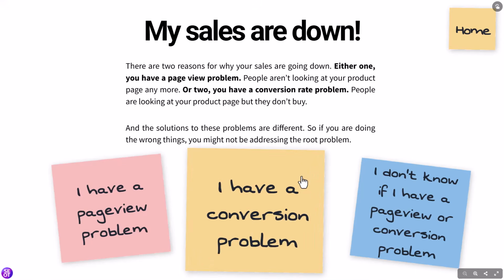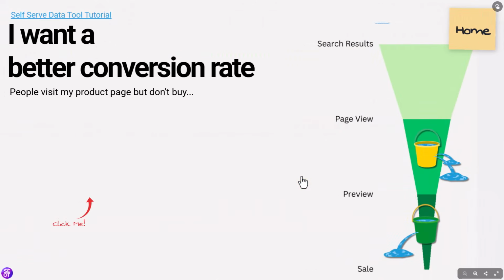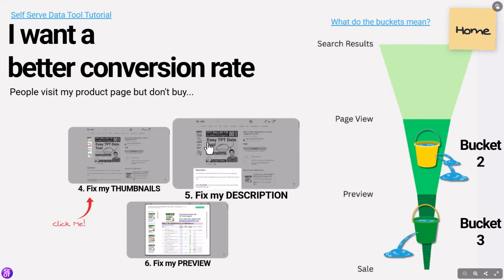If you have a conversion problem and people check out your product but they don't buy, then you need to increase the perceived value of your resource. You do this by fixing things on the product page like the thumbnails, the description, or the preview.